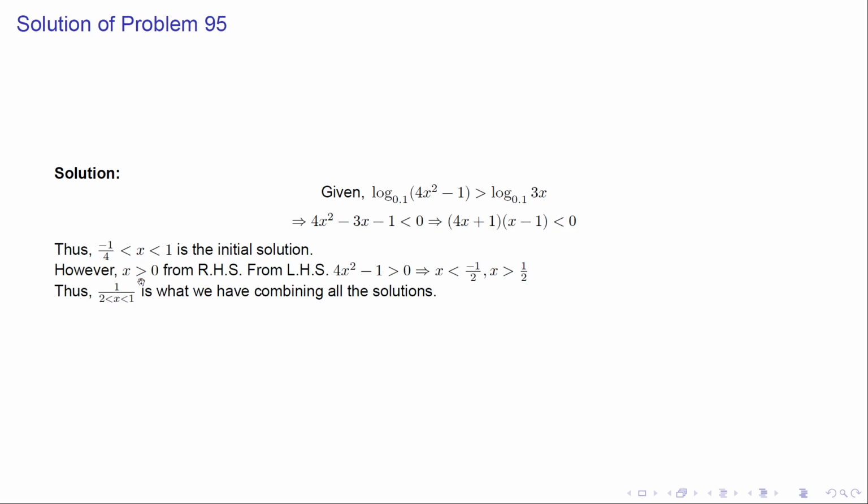And x should be greater than 0. That means x should be greater than half. And here it says x should be less than 1. So one of the range would be half and 1.